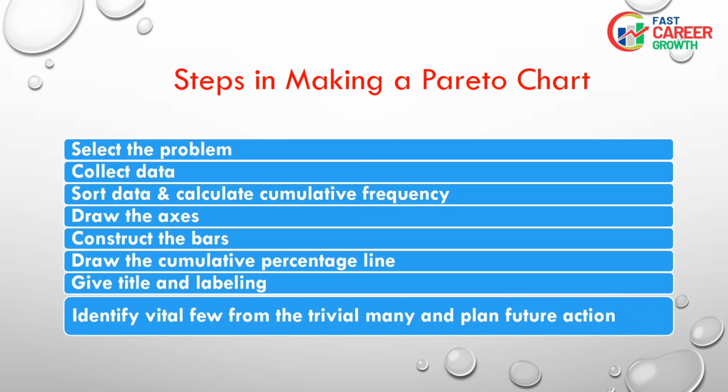Once you've identified the most critical issues, you can plan future actions to address them. This could involve implementing corrective measures, process improvements, or other actions aimed at reducing the impact of the vital few issues on quality.